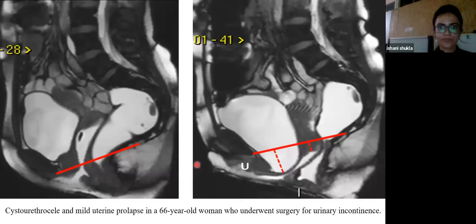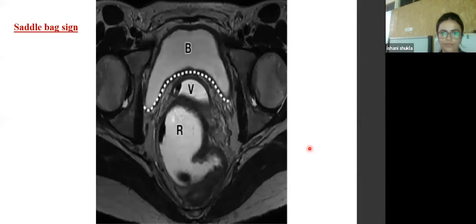In this patient, there are two sagittal T2-weighted MR images during rest and during straining, where there is a cystocele-urethrocele, well appreciated during the straining phase, and also during straining we see there is mild uterine prolapse. Saddlebag sign represents a defect in the level 2 support.